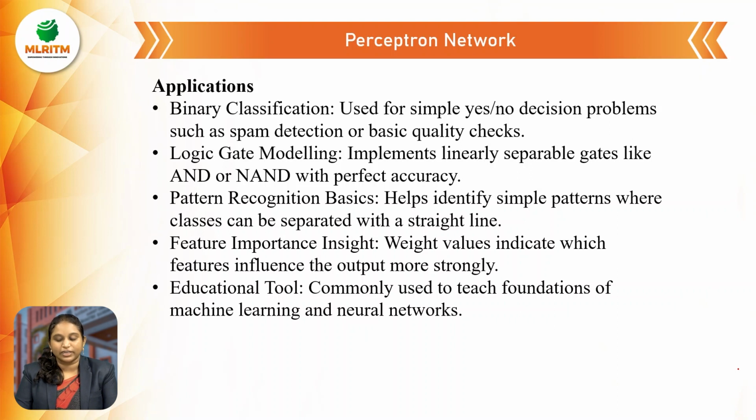The third one is pattern recognition, nothing but it identifies patterns where classes are separated by straight lines, which I can say is linearly separable. The next one is feature importance insight, where the weight values indicate which features have more influence on the output. The next one is an educational tool. Here it is most commonly used to teach the foundations of machine learning and neural networks.